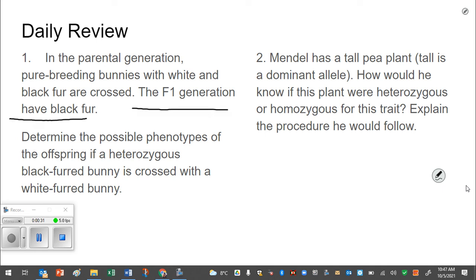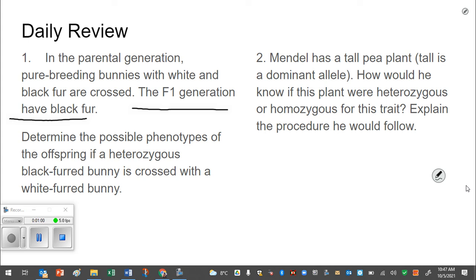Now, since I started with pure breeding bunnies, I can use this definition. If I hadn't started with pure breeding bunnies, I can't guarantee that black is dominant, but based on that context, this sounds exactly like what Mendel said, and so since the F1 generation all had black fur, I can conclude that black was dominant.